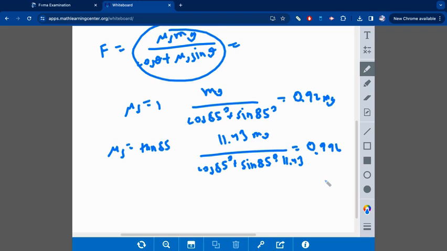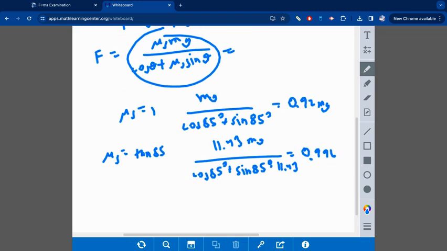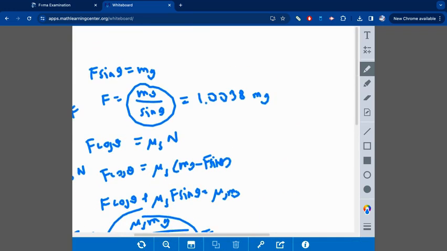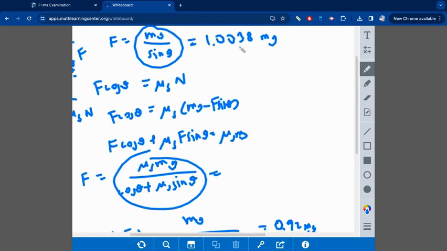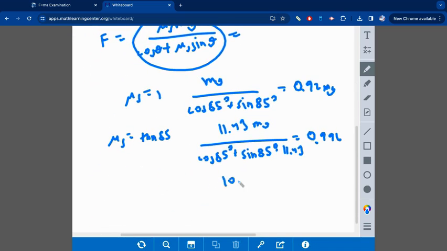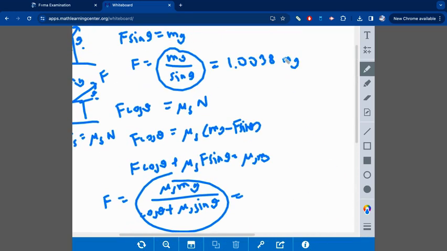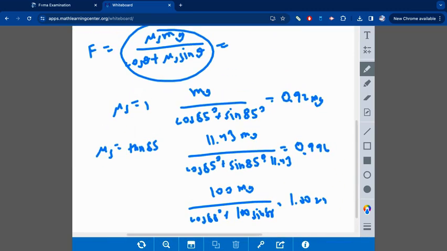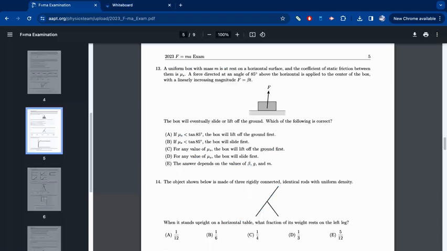So as we can see, it doesn't matter what you use for mu s. It's always going to be less than 1.0038. And if we plug in 100 just to confirm, cosine of 85 plus 100 sine 85, you get 1.0029. So it's never going to exceed this value, which means that it's always going to be easier to make it slide. So for any value of mu s, the box will slide first. So D is our answer.